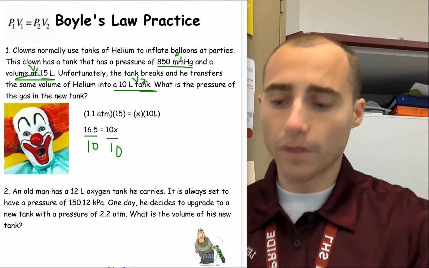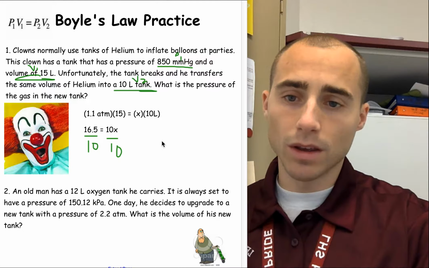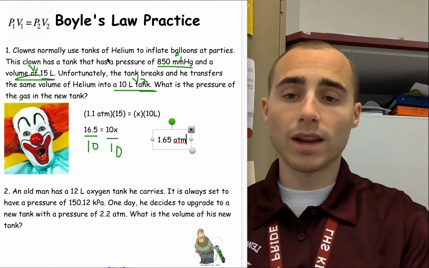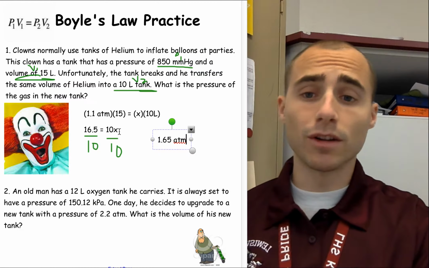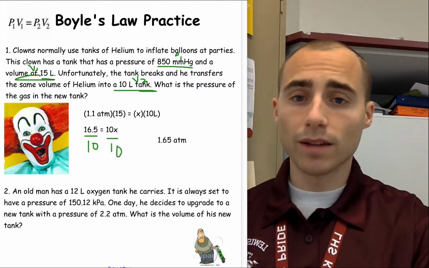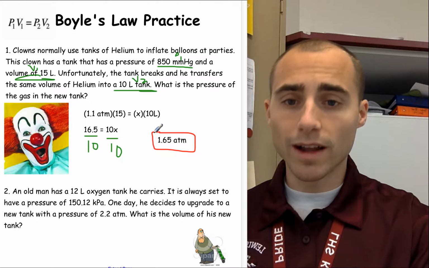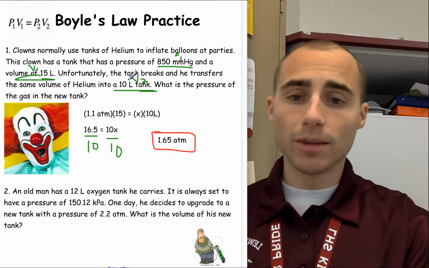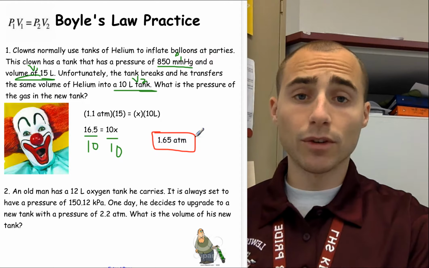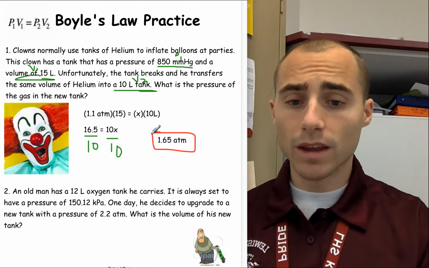And 16.5 divided by 10, our answer is going to be 1.65 ATM. And it's going to be in ATM since we converted this to atmospheres. So you want to make sure you keep it in atmospheres. That is our answer, our new pressure right there. When the clown transfers his helium to a smaller tank, the pressure will increase from 1.1 atmospheres to 1.65 atmospheres. So again, volume shrinking, pressure increasing.